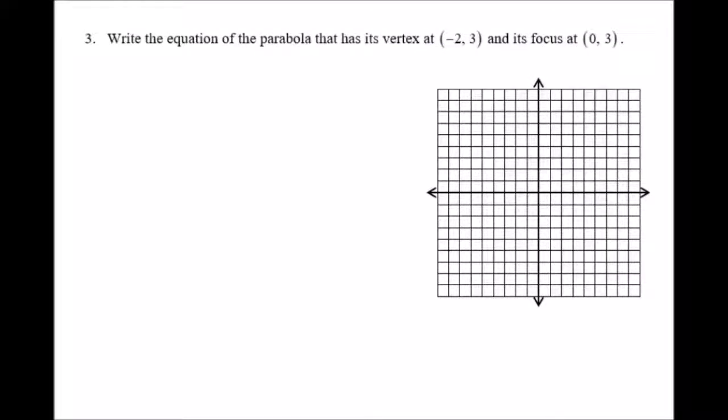Next, we have write the equation of the parabola that has its vertex at (-2, 3) and its focus at (0, 3). So our vertex is (-2, 3), and our focus is (0, 3). As I mentioned with the last problem, we know that the parabola will always open toward the focus, so we know that this is going to end up being a horizontal parabola that opens to the right.